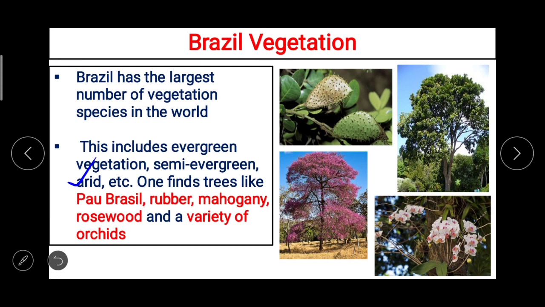One finds trees like pau-Brazil, rubber, mahogany, rosewood, and a variety of orchids. So these are the names of the plants which you can easily find there in Brazil.